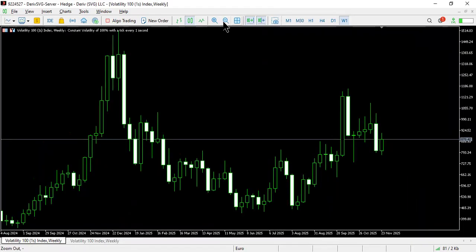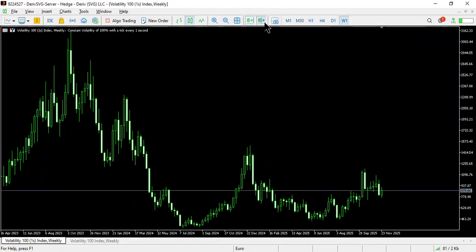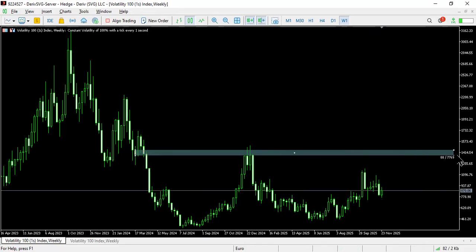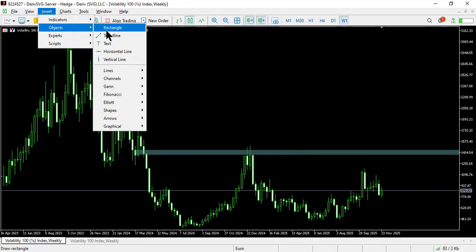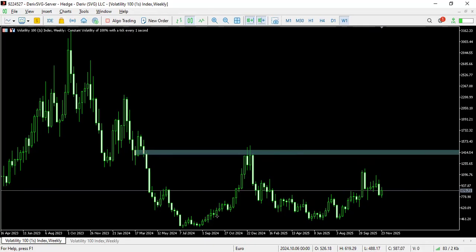As always, we begin our analysis on the weekly time frame, whereby we mark our supply and demand zones. So right here we have our supply zone, and then down here we have our demand zone. From the weekly time frame, that is where we determine our bias. As we can see, price has been moving between these two levels, supply and demand.